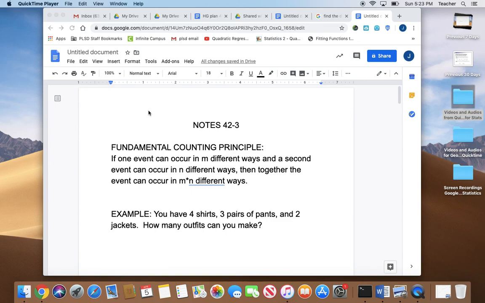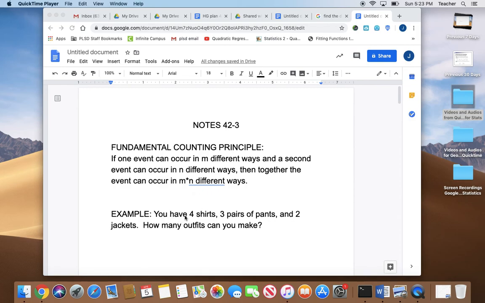Guys, these are notes for the first half of section 42.3, which starts on page 627 of your book. The first thing that they will talk about in Springboard in section 42.3 is the fundamental counting principle, which basically says if one event can occur in m different ways, and a second event can occur in n different ways, then together the event can occur in m times n different ways.